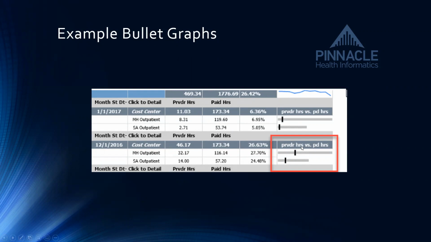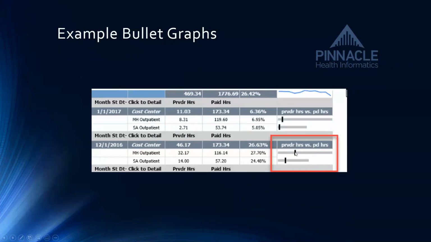So there in the red box, we give a very simple bullet graph of the provider hours, which is the light gray, against the paid hours. So when we express a bullet graph like that, you can really see, wow, that provider was providing, you know, maybe a third of the hours they were getting paid for, right? So that's kind of the look. So the black line is the provider hours, the black crossing line, and the gray is actually the opposite of that.